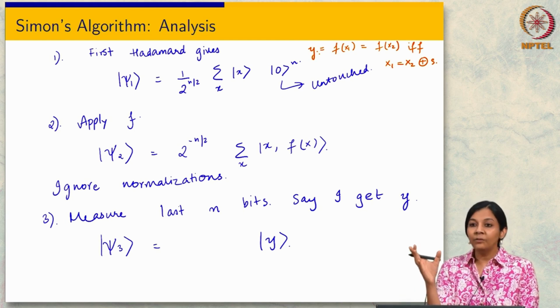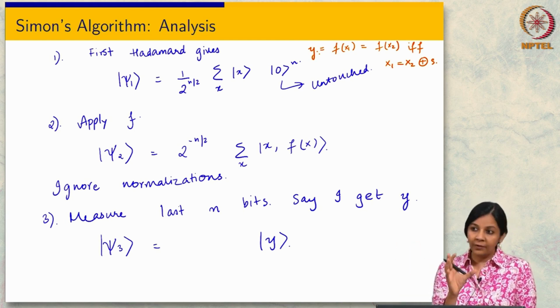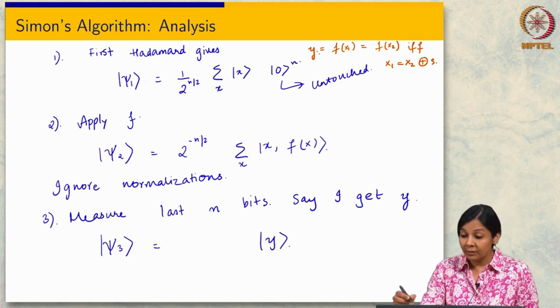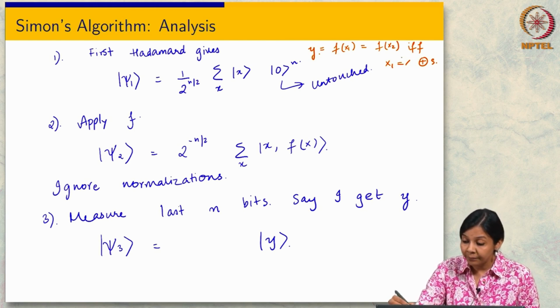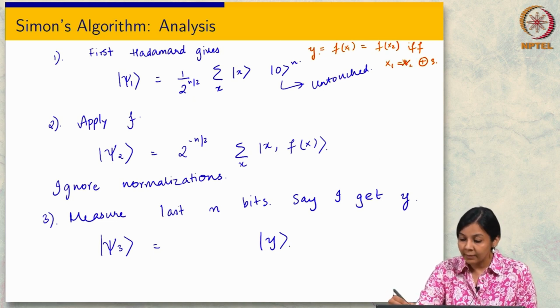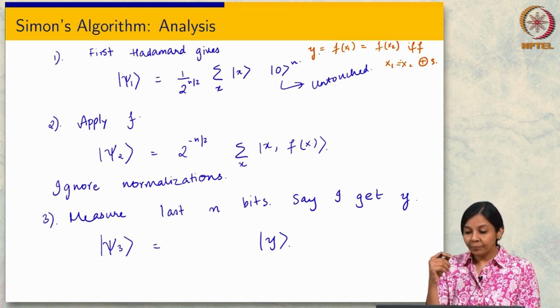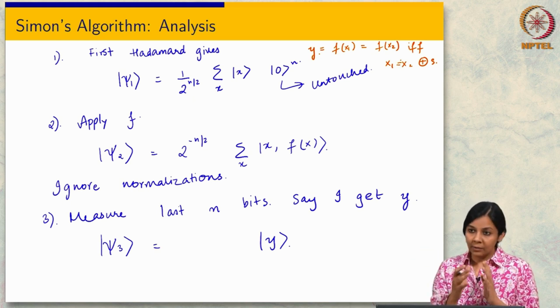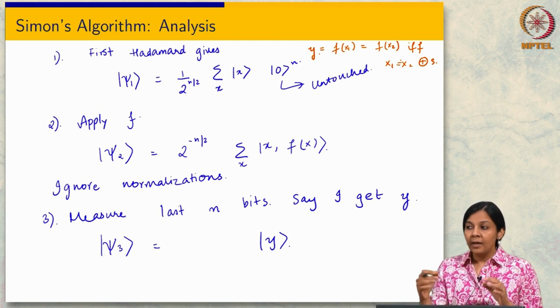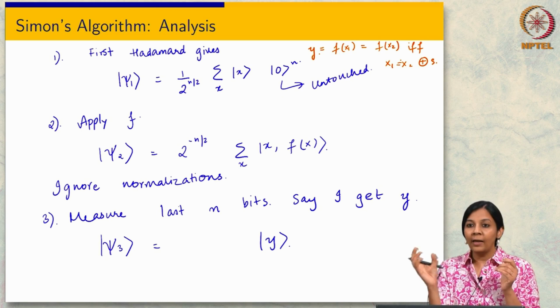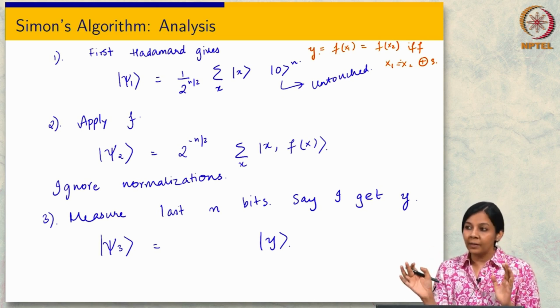The point is that this is going to collapse my first n qubits into x and x XOR s. Sorry, I thought there was a typo over here, but this was correct. The point I was making is that it does not matter what y I got in the last n registers. This is now going to collapse the first n registers into two values that are separated by s. Does everyone agree?